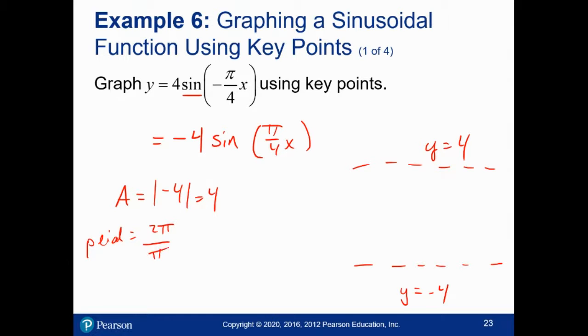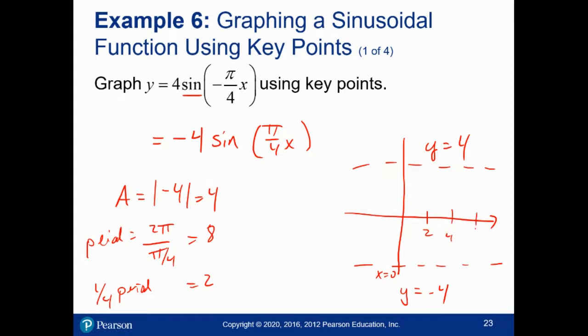2 pi over pi over 4, which is 8. I also am interested in what's 1/4 of the period. Well, 1/4 of the period is just going to be 2. So I come over here and I'm going to put down my axis of x equals 0. And I'm going to mark off quarter periods, 2, 4, 6, 8. I can even go backwards, -2, -4, just because I had the space.